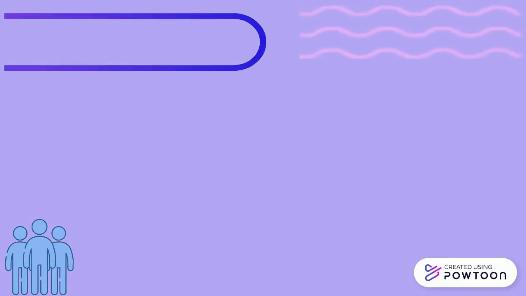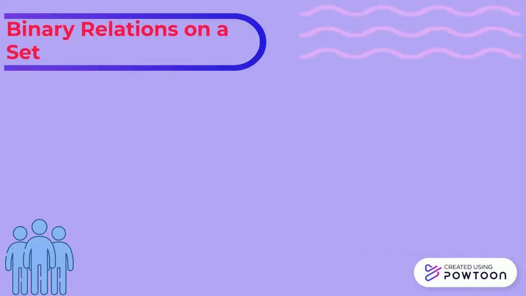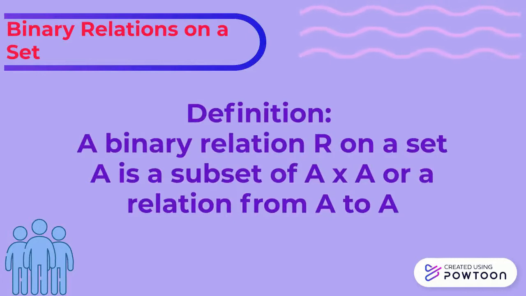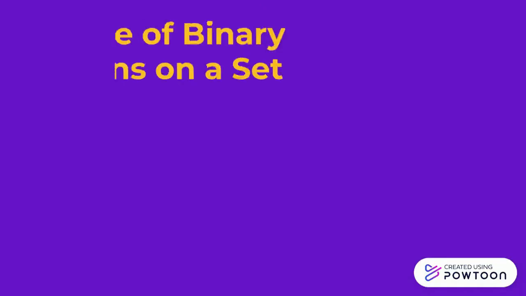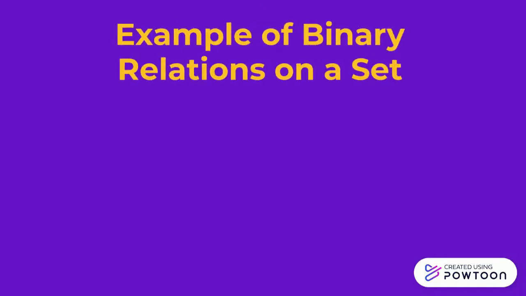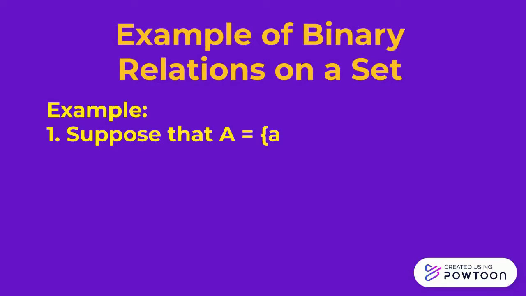Now, what is a binary relation on a set? A binary relation R on a set A is a subset of A cross A, or a relation from A to A. Now, let us look at the examples of binary relations on a set.